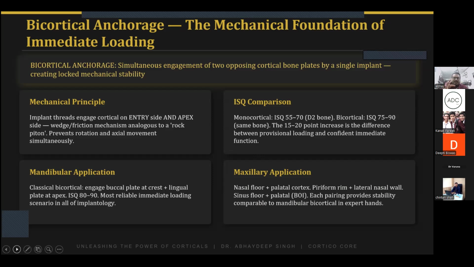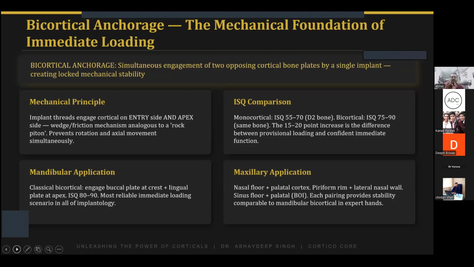Now, I'll give you one example of multicortical anchorage. One example is the pterygoid bone region, the pterygomaxillary fusion zone. There are three bones which are joining in that fusion zone. First is the posterior wall of the maxilla. Second is the pterygoid plates, which are hanging from the sphenoid bone behind the maxilla. Third is the palatal cortical, which is going to merge there. The palatal bone merging inside that pterygomaxillary fusion zone makes it multicortical anchorage.